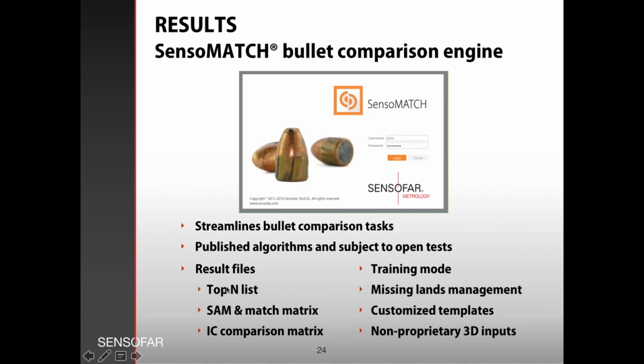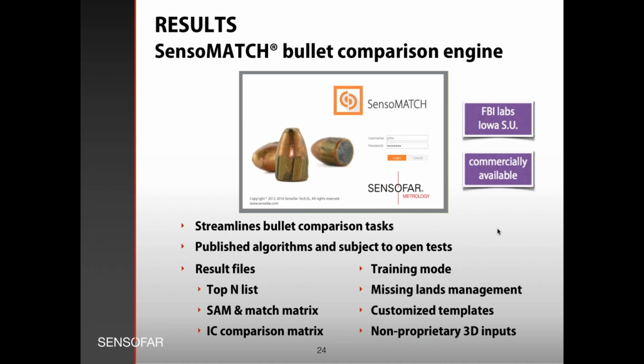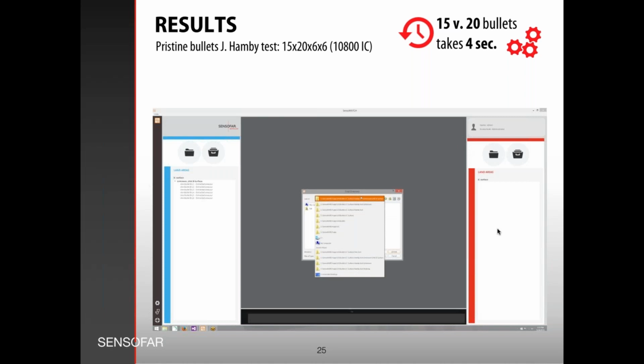The result files are the top match list, also all the score matrix for the bullets and for the individual lines. It has a training mode. We can manage bullets with missing lines. It's also possible to use customized templates for the comparison, and it accepts any kind of 3D outputs by using the X3P format. So it's not linked to our systems. This kind of software can be used with any 3D measurement. This software is being used today at FBI labs and Iowa State University and is commercially available.